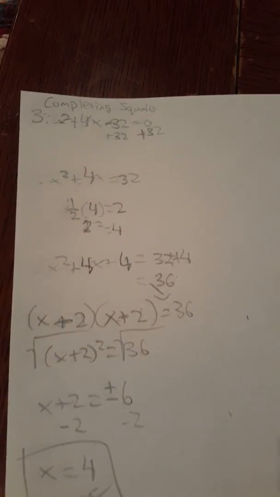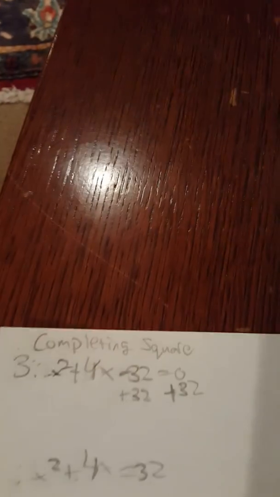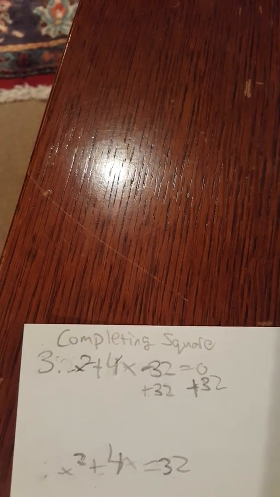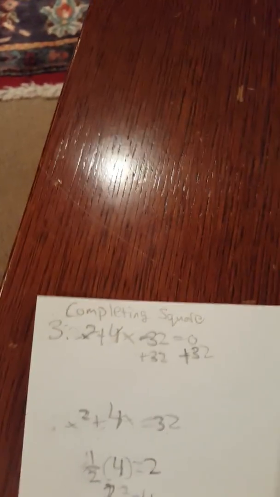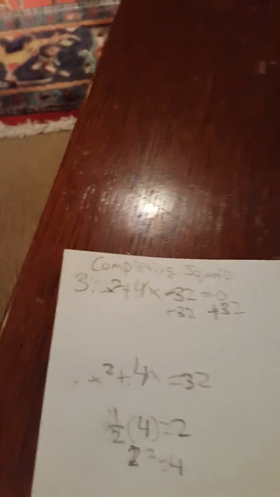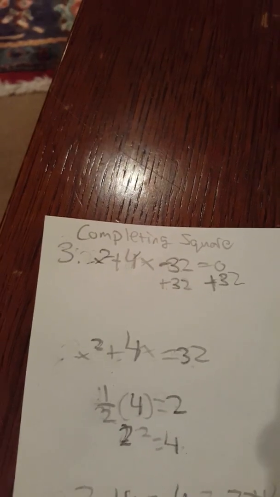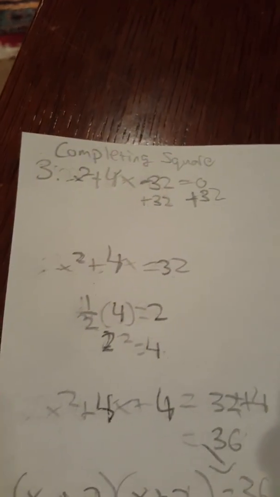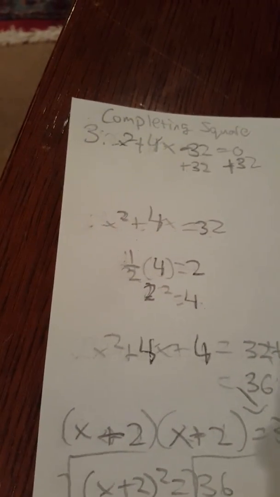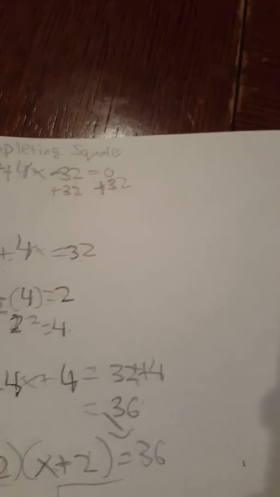For my last problem, I did completing the square. My equation was x squared plus 4x minus 32 equals 0. I chose this because it's a perfect square. So I got x squared plus 4x equals 32. And I took half of b, which is 2, squared that equals 4, and added that to both sides. So I got x squared plus 4x plus 4 equals 32 plus 4, which is 36.